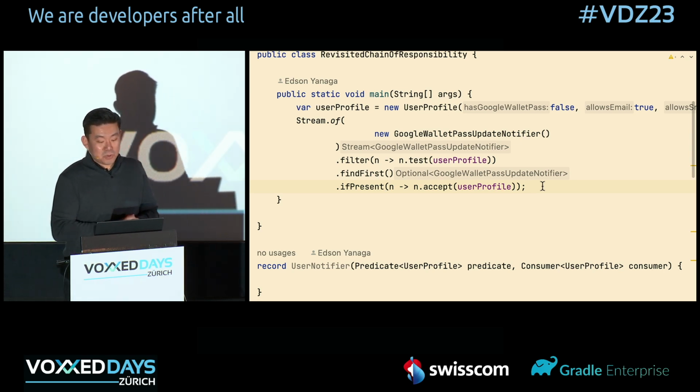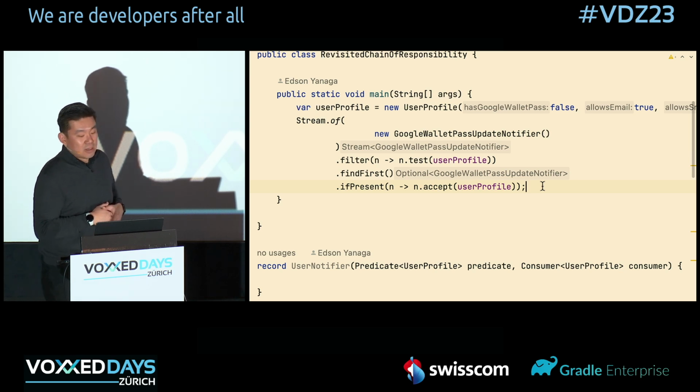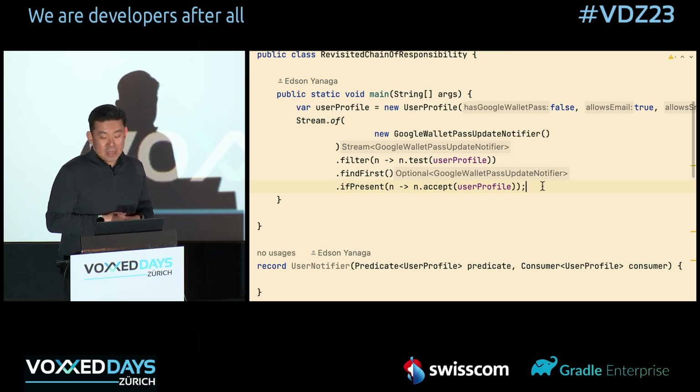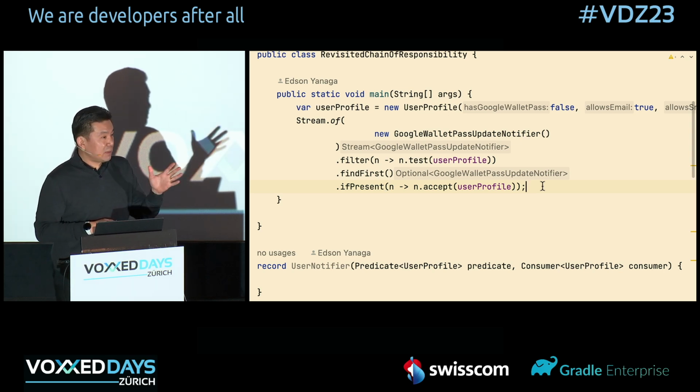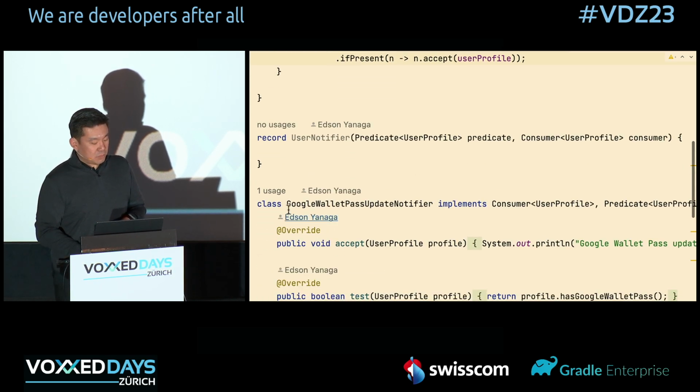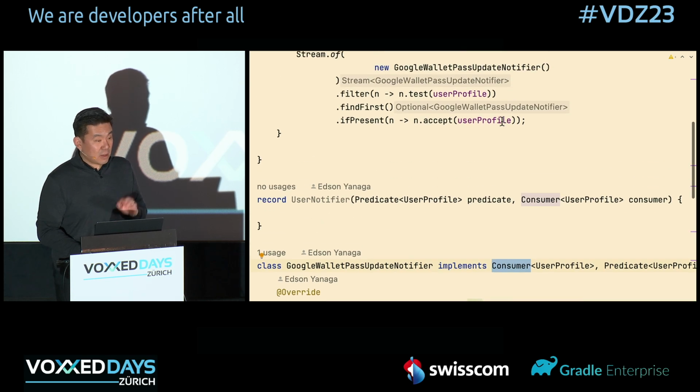Some people prefer not to be aware. Then you say, and .accept user profile. And if it's not present, well, maybe you can even throw an exception. It really depends on how you want to code it. Okay? So you can use a record. You can implement both methods, both interfaces in the same class. I don't judge. I think both of them work for you.